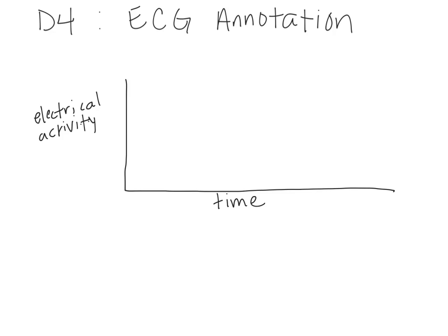By electrical activity, this has to do with your SA and AV nodes. When they're firing, they are nervous tissue, and nervous tissue works on the premise of electrical voltage. So that's how we're able to measure that.